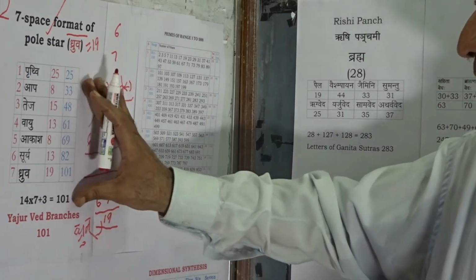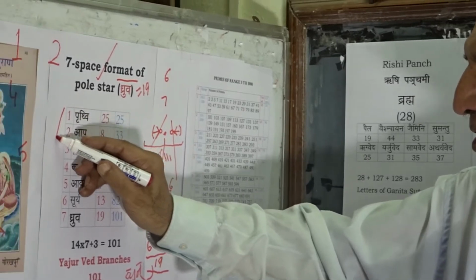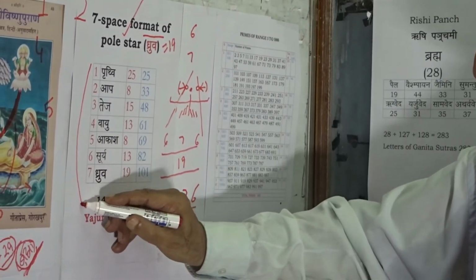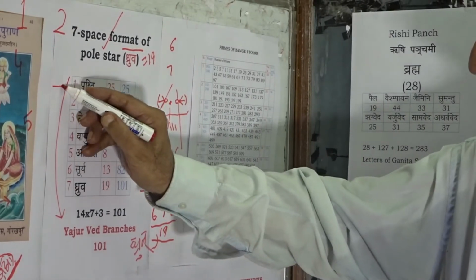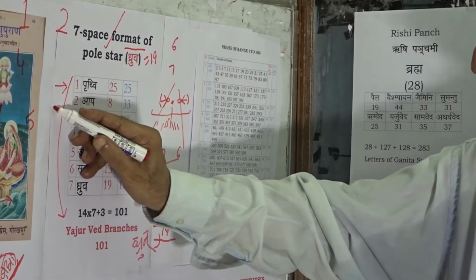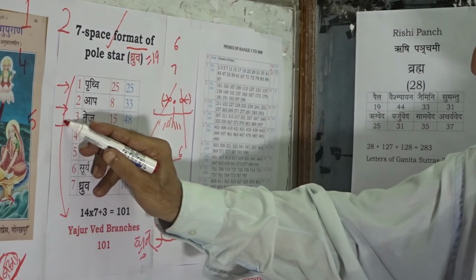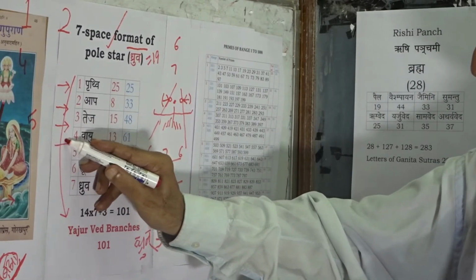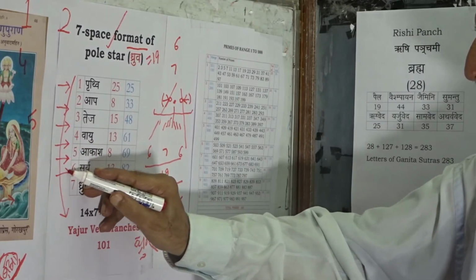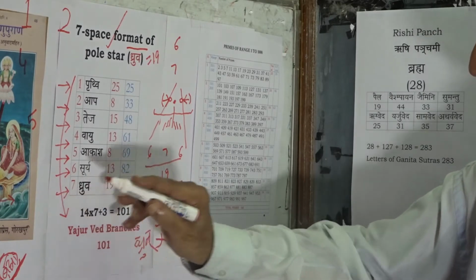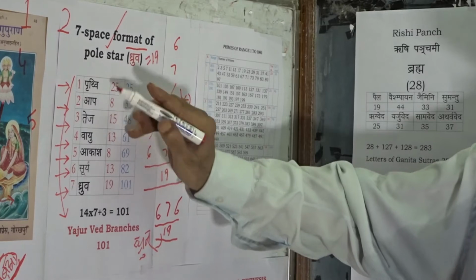Let us go a step ahead. From Earth, we have a reach up till the pole star as 7 steps. First step is Prithvi Tattva. Second step is Apa Tattva. Third step is Tej. Fourth is Vayu. Fifth is Akash. Sixth is Surya. And seventh is Dhruv. Let us revisit these formulations.